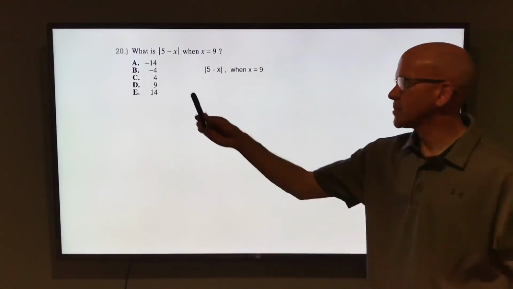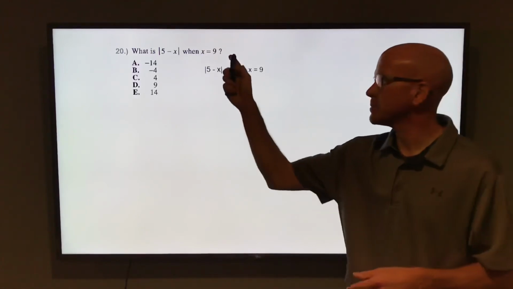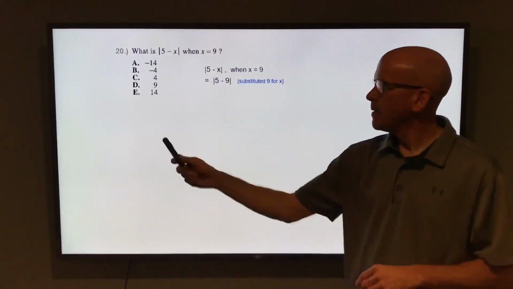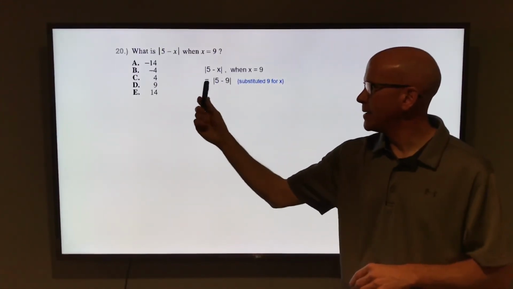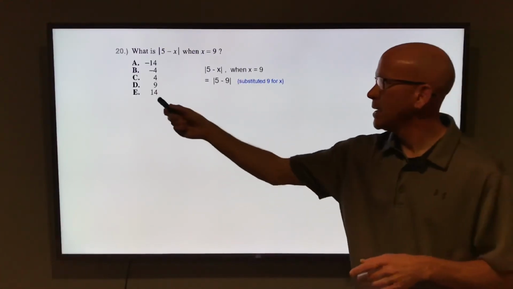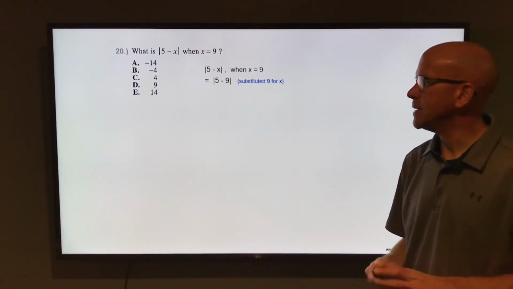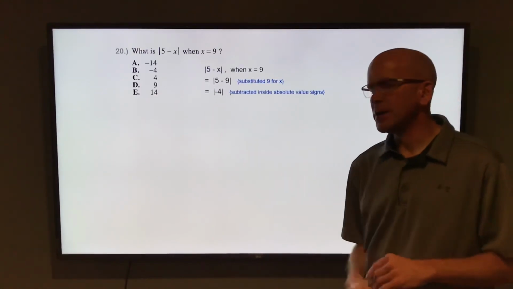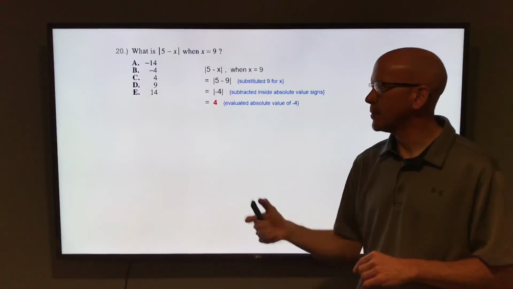Next, what is the absolute value of 5 minus x when x equals 9? Do not miss this one. Simply substitute 9 in for x. Replace the x with a 9. Look at those answer choices. You have a 4, you have a negative 4. We have a 9. We also have these 14s. You can easily put 5s and 9s together to get those answer choices. So be careful of your negative signs. 5 minus 9 is negative 4. The absolute value of negative 4, the distance that negative 4 is away from 0, is 4. It means the correct answer is letter C.